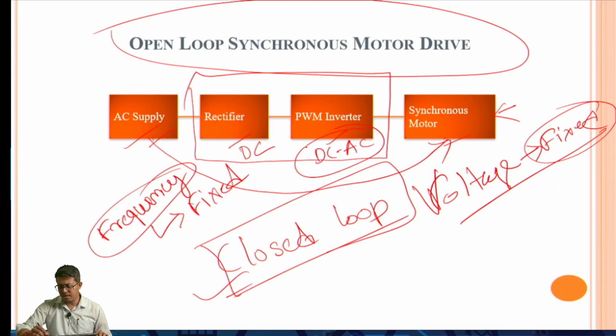I will explain later why we first convert AC to DC and again convert DC to AC, which is used for controlling the speed of the synchronous motor.